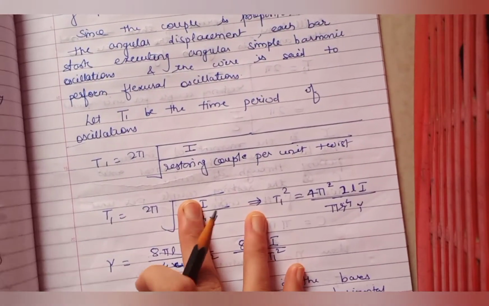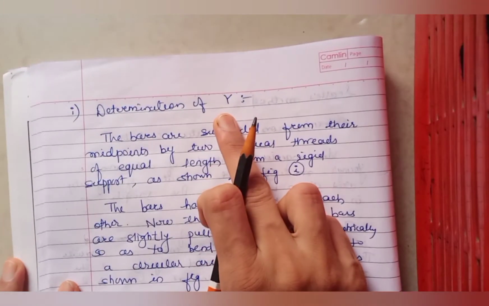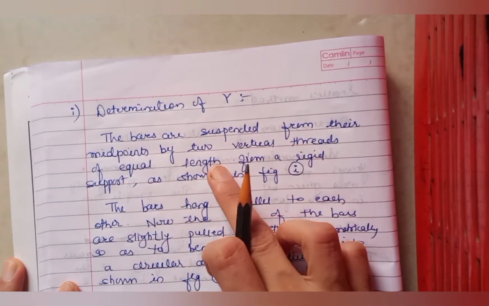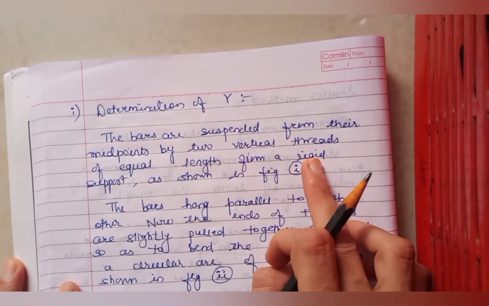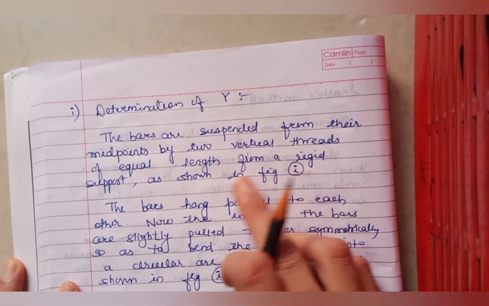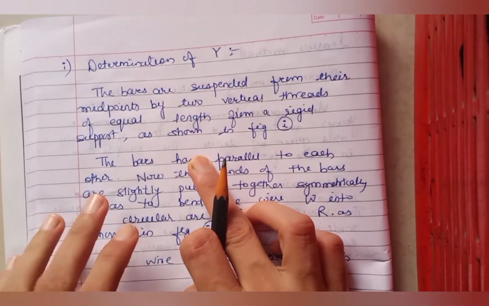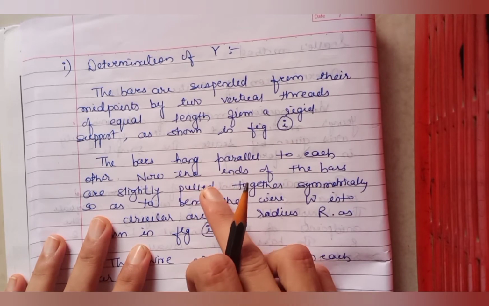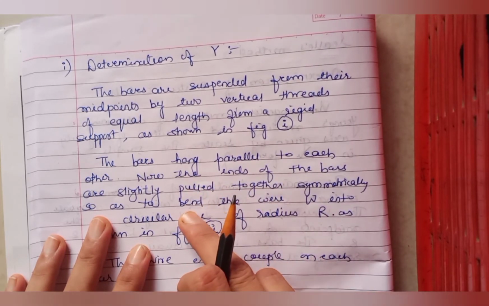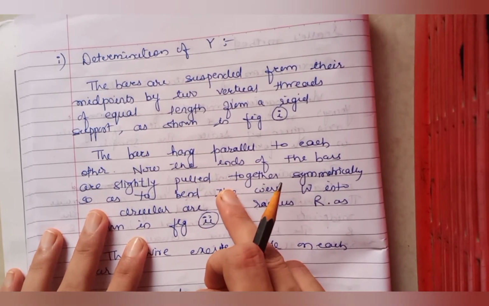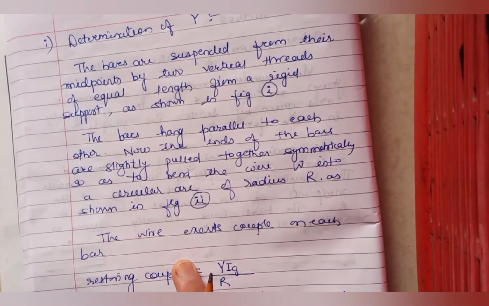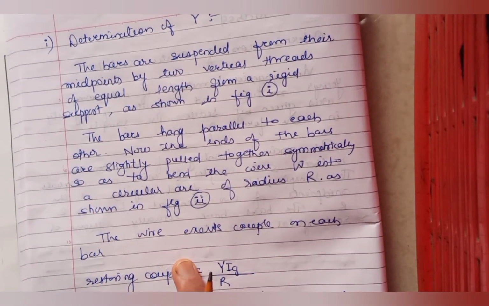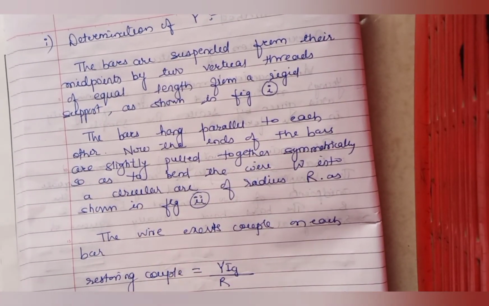Now first is the determination of Y. The bars are suspended from their midpoints by two vertical threads of equal length from a rigid support as shown in the figure, and the bars hang parallel to each other. Now the ends of the bars are slightly pulled together symmetrically so as to bend the wire W into a circular arc of radius R as shown in the figure.